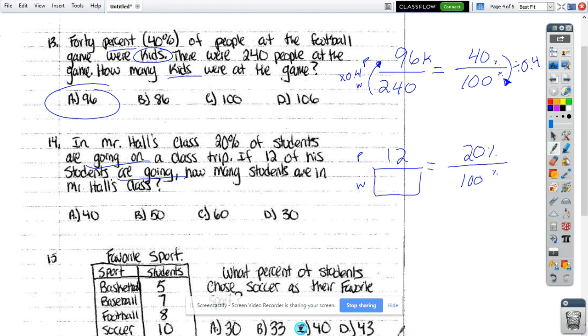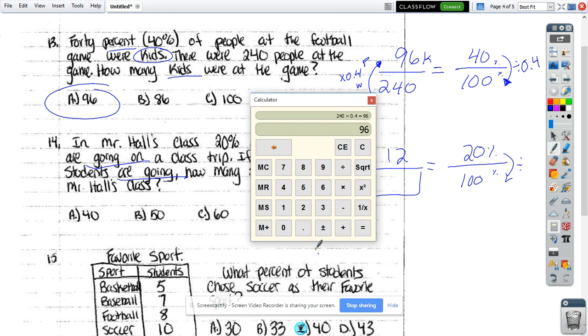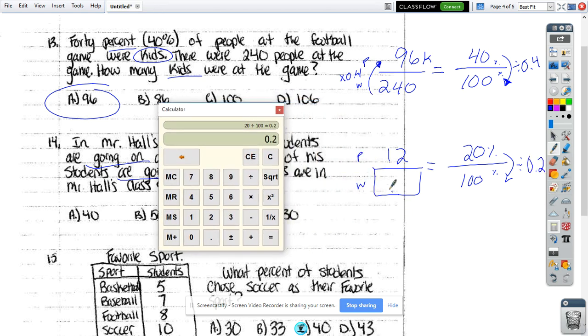Okay, let's find our relationship. 20, I can divide down. 20 divided by 100 is 0.2. And so I have to draw my arrow down into the box. And so my arrows are going the same direction. So I'm going to use the same operation. So this is divide by 0.2. So 12 divided by 0.2.